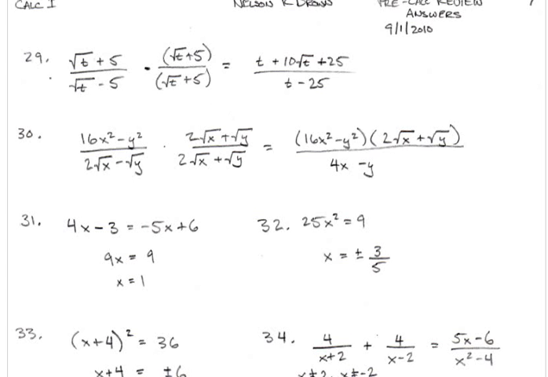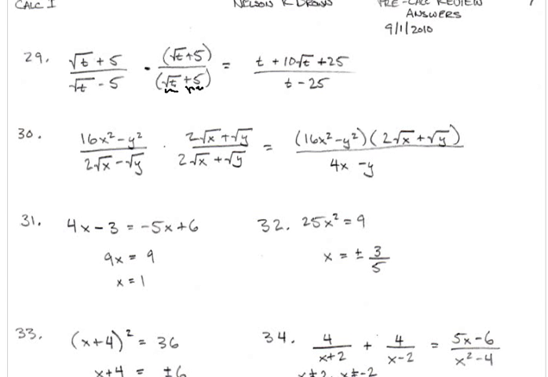In problem 29 it says to rationalize the denominator, and we're given square root of t plus 5 over square root of t minus 5. Now when you rationalize the denominator, it means that you should have no square root expressions in the denominator. So to do that, you multiply by its conjugate expression. So we have square root of t minus 5, so we multiply it by square root of t plus 5.